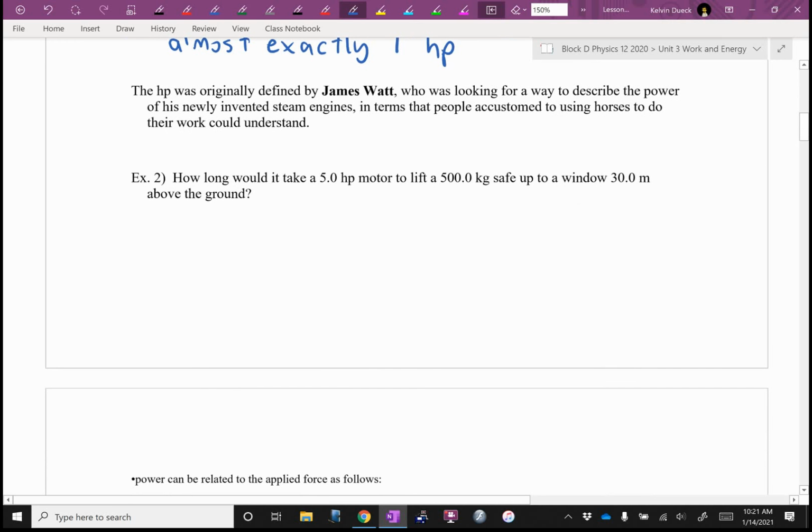Example 2. How long would it take a 5 horsepower motor to lift a 500 kilogram safe up to a window 30 meters above the ground? Aiden, what's this question asking me to find? Yes. Did we just have an equation with time in it? Power equals work over time. Aiden, where is the t in this equation right now? On the bottom. Oh, no. Times it to the top.